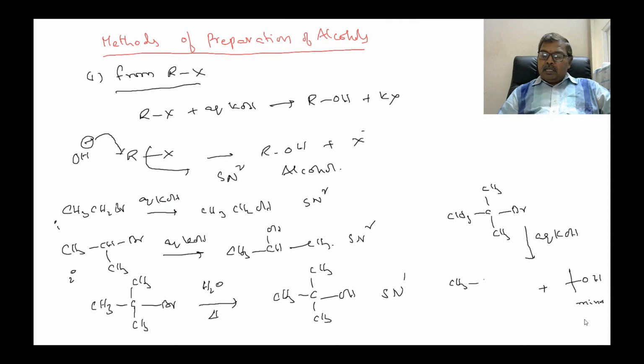The major product is isobutylene. So that means dehydrohalogenation takes place. That is why we should not use aqueous KOH or sodium hydroxide to get a tertiary alcohol. To get a tertiary alcohol, the reagent is water. Simple hydrolysis of that compound will produce the tertiary alcohol.